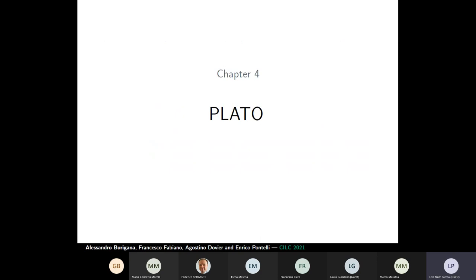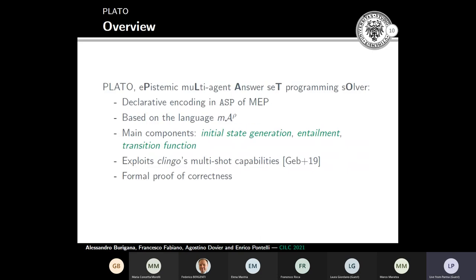And now we present Plato, which is the ASP encoding of epistemic planning, which is based on the language MRO, which we just briefly described. And it has 3 main components. First of all, an initial state is generated given a set of formulas which describes the conditions under which the initial state of the world is. Then we have the entailment component, so we want to know which formulas are true in a given state. This is useful when we have to apply an action to check if the preconditions are true and so on.